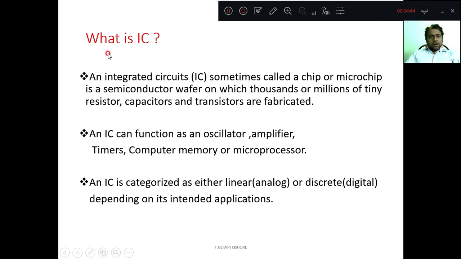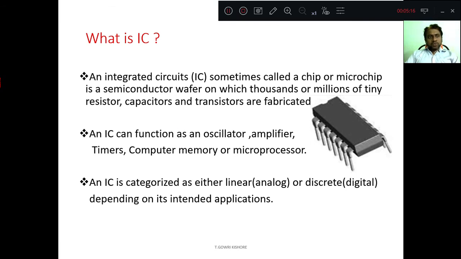Now, what is meant by IC? IC is nothing but integrated circuit, and sometimes it is also called a chip or microchip, or a semiconductor wafer. Thousands to millions of tiny resistors, capacitors and transistors are fabricated on the chip. ICs can be used for many application purposes like oscillators, amplifiers, timers, computer memories or microprocessors. ICs can also be characterized either as linear or digital, depending upon the application required.